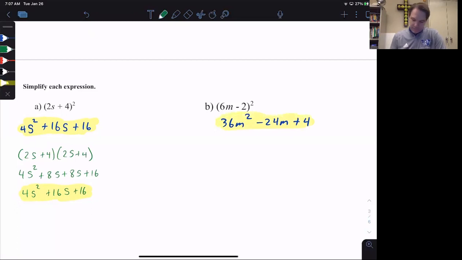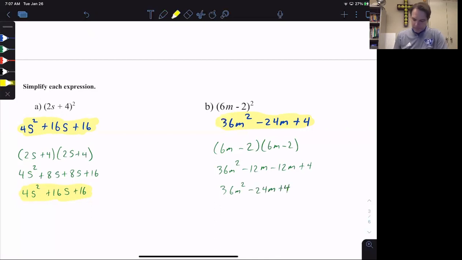And now we'll do it using distribution again, just so you can see that they are the same. 6m times 6m is 36m squared. 6m times negative 2 is negative 12m. Negative 2 times 6m is negative 12m. And negative 2 times negative 2 is a positive 4. Put our like terms together. And we get the same thing. Okay, again, you can use either of the methods.